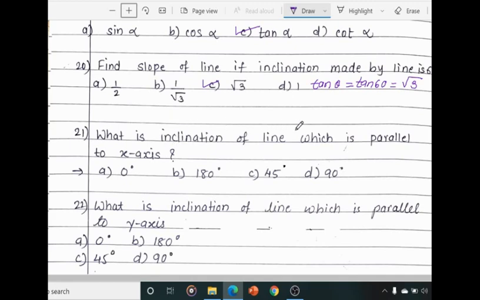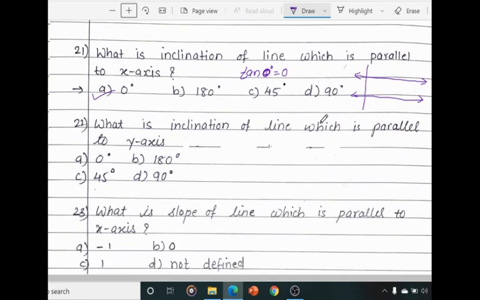What is the inclination of a line which is parallel to the x-axis? See, suppose this is the y-axis and this is the x-axis, and we know this line is parallel to the x-axis. So the angle it makes with the x-axis is 0 degrees. So the inclination is 0. So tan theta is tan 0 degrees, which is 0. So the answer is 0, Option A.